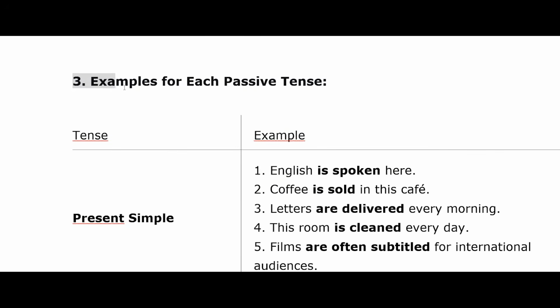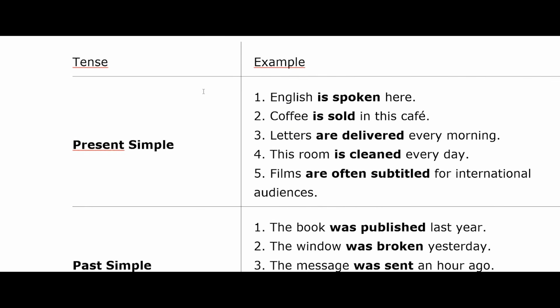And there are a lot of examples for each passive tense. Here, pay your attention to this. Present simple passive. English is spoken here. Coffee is sold in this cafe. Letters are delivered every morning. This room is cleaned every day. Films are often subtitled for international audiences. Here you use to be, am, is, are, plus past participle.